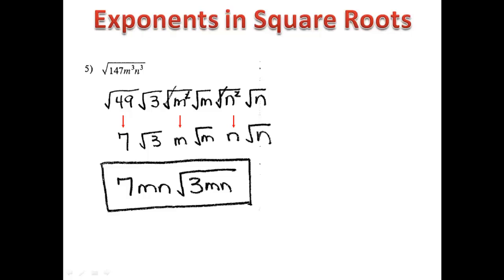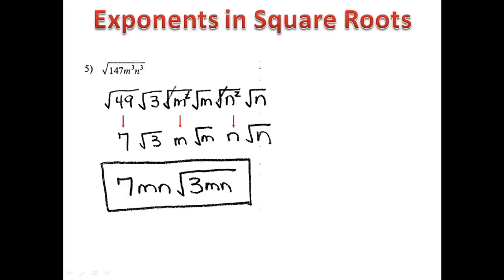147 is 49 and 3. M to the third, we have m squared and m. N to the third, we have n squared and n. That gives me 7 m n on the outside, 3 m n on the inside of the radical.